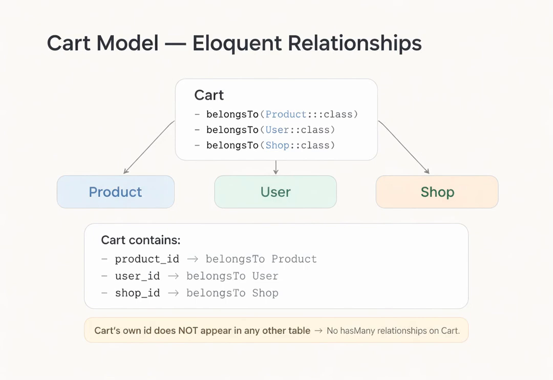The cart model is a good example of a table that only has belongs to relationships. Looking at the cart table, it contains three foreign keys: product ID, user ID, and shop ID. Each of those means a belongs to relationship. Cart belongs to product, cart belongs to user, and cart belongs to shop. Now, does the cart's own ID appear anywhere else? No. No other table references the cart ID. So the cart model has no has-many relationships at all. It's purely a child in all its relationships.